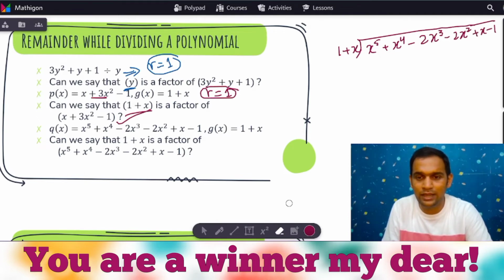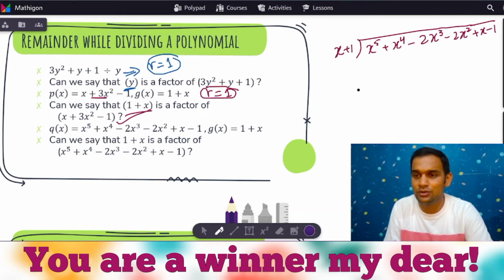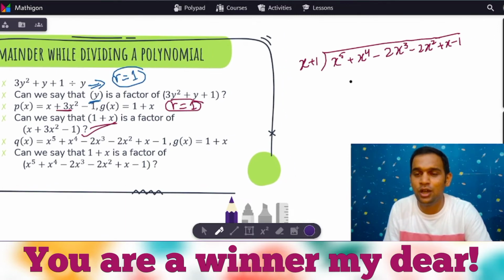Now x plus 1 plus x, I will write it in standard form to make the consistency. So this becomes x plus 1. Now two terms, so we need to consider two terms at a time. So let's begin the division of this particular algebraic expression. So x plus 1, we need to multiply to x to the power 4 to get this x to the power 5. So x to the power 4 multiplied by x, we get x to the power 5, x to the power 4 multiplied by plus 1, we get x to the power 4.